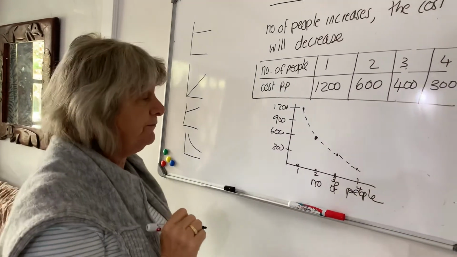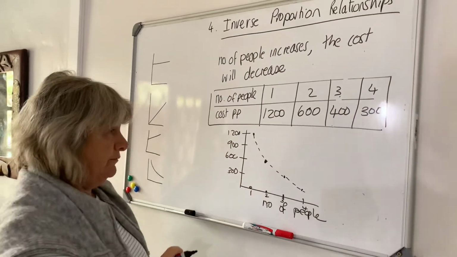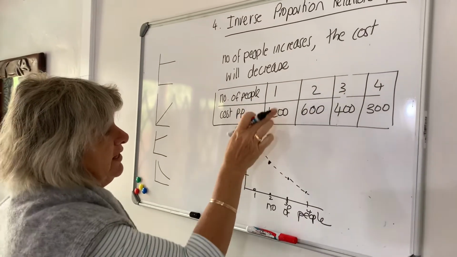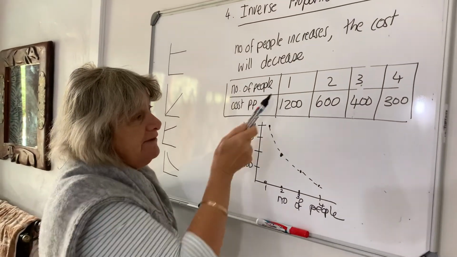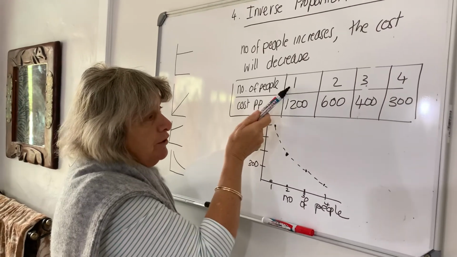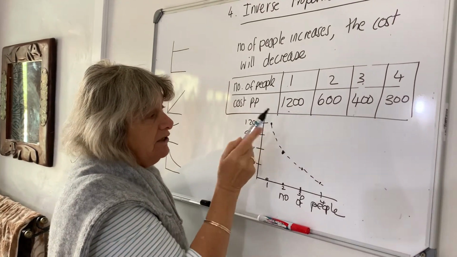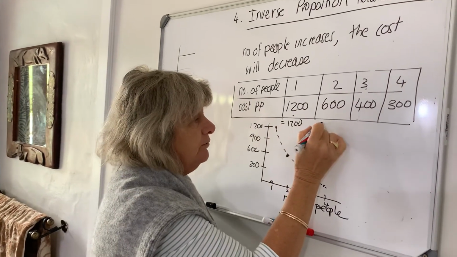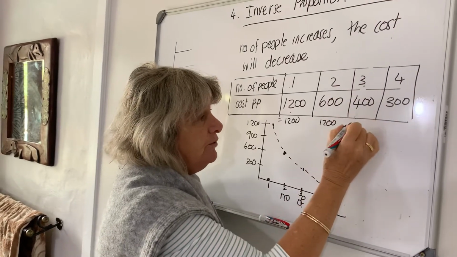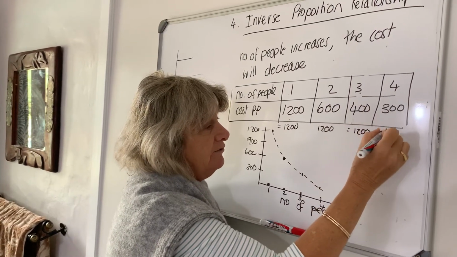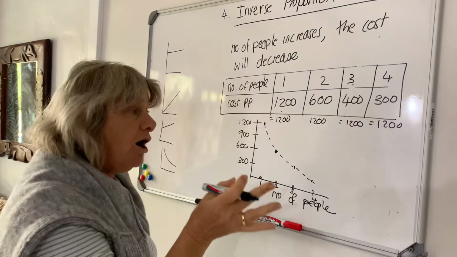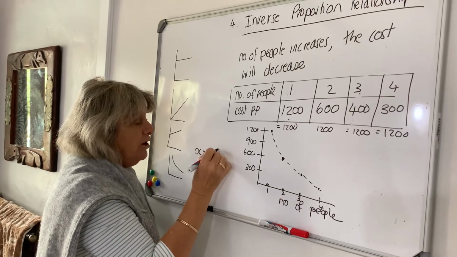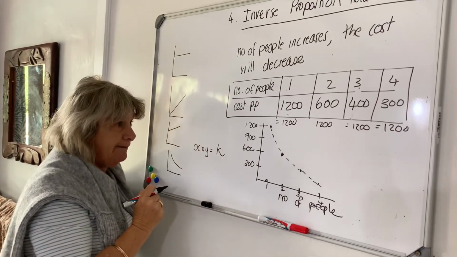That's inverse proportion. Right. Now, what you need to notice is something else very interesting here between your x and y variable. Look what happens if you multiply your x and your y. 1 times 1,200 equals 1,200. 2 times 600 equals 1,200. 3 times 400 equals 1,200, and so on. We call this a constant product. So if we go x times y, we get a constant product. The letter used is k.